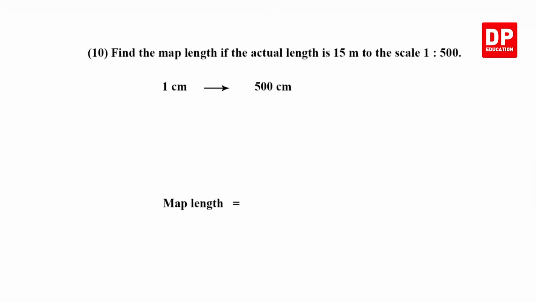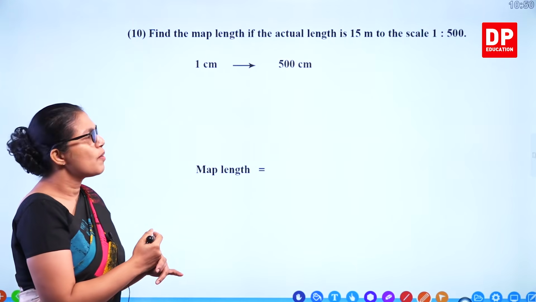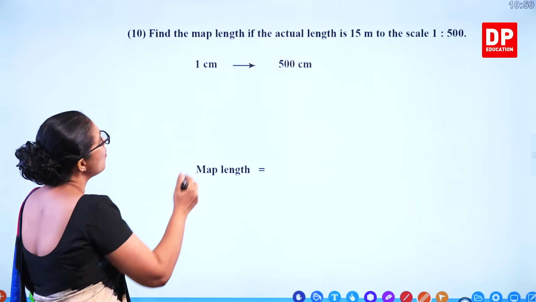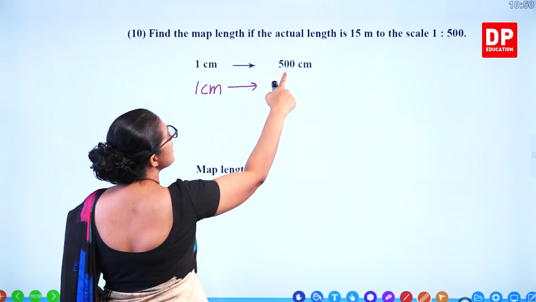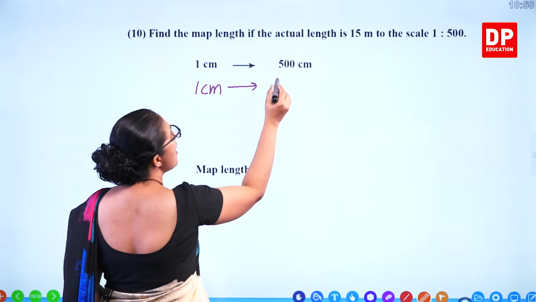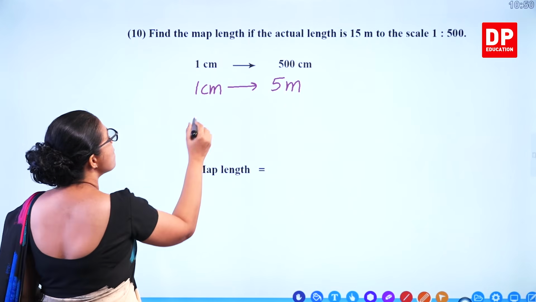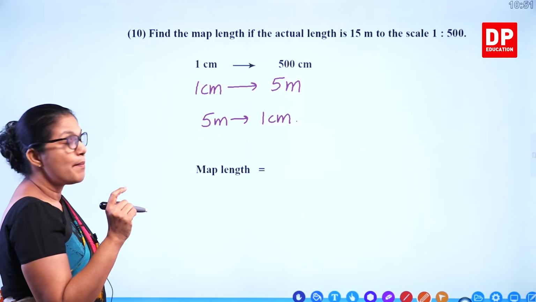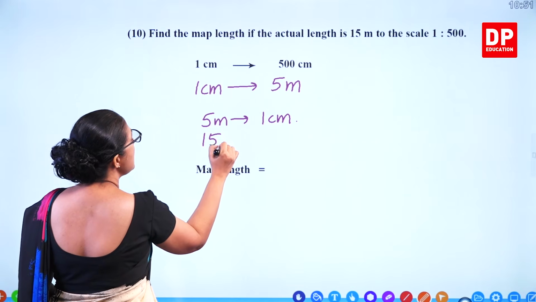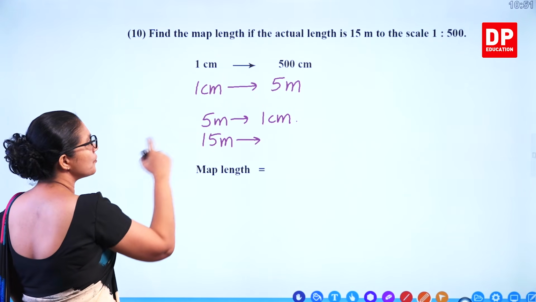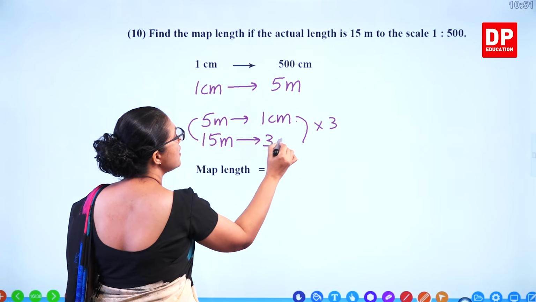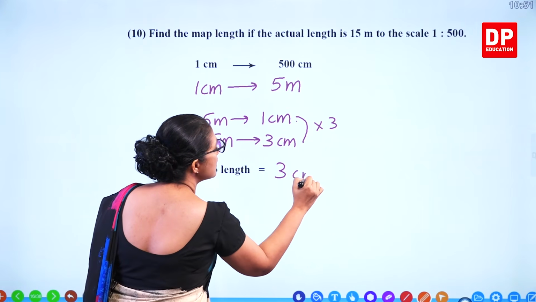Both in centimeters. Find the map length if the actual length is 15 meters to the scale 1 to 500. So what does 1 to 500 mean? 1 centimeter represents 500 centimeters. Now this is in meters. 500 divided by 100 is 5 meters. 5 meters represent 1 centimeter on the map. So what about 15 meters? You multiply by 3 to get 15. So do the same thing. Multiply by 3, 3 times 1, 3. So what's the map length? 3 centimeters.